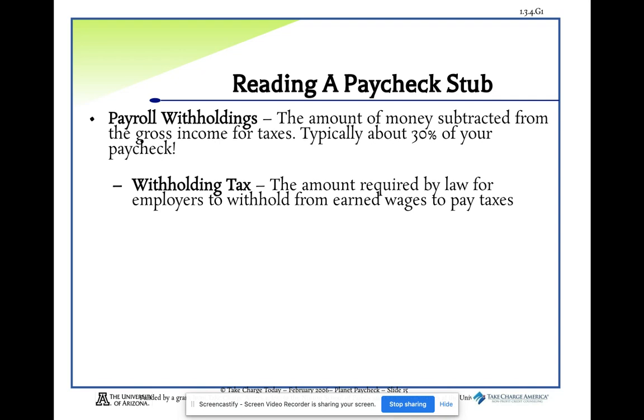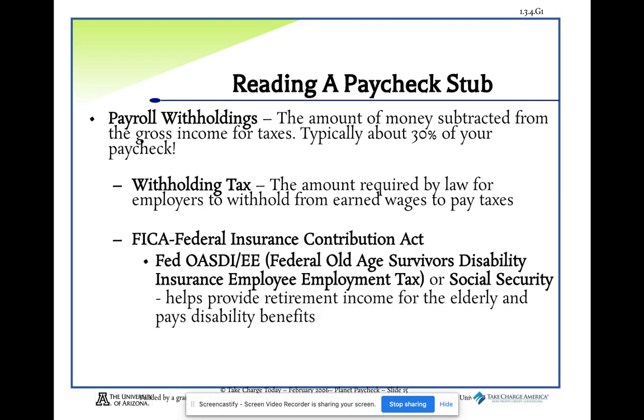So your withholding tax is the amount required by law for an employer to withhold from your earned wages to pay taxes. So this money is withheld to pay for your state taxes. Your FICA, which is your Federal Insurance Contribution Act, is also known as Social Security. It helps provide retirement income for the elderly and pays disability benefits.